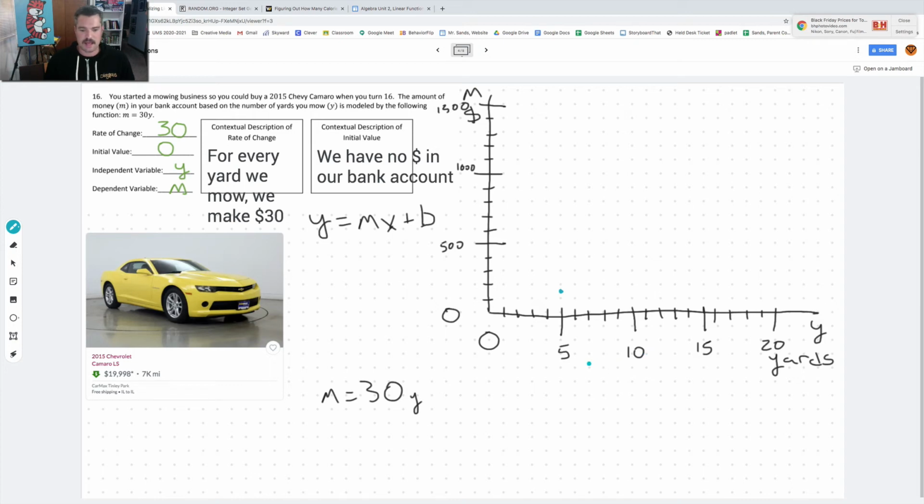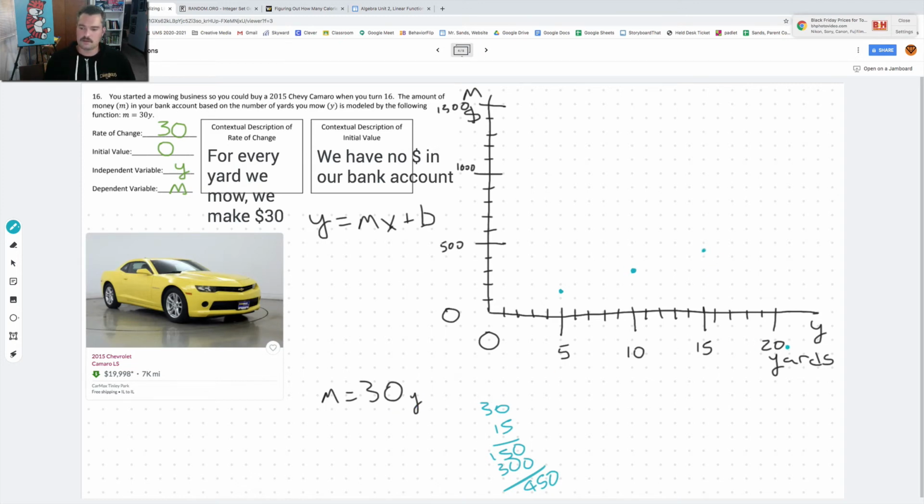If we mowed 10, well, this is basic math right here. 10 times 30, that's going to be 300. So that will be 100, 200, 300. That's an actual nice point right there on the dot. Okay, 15. 30 times 15 is 450. So that's 100, 200, 300, 400, 450.